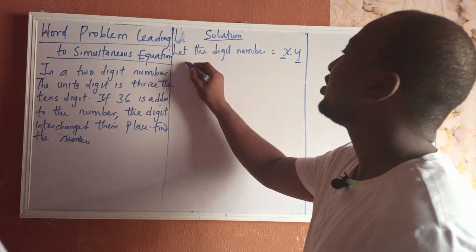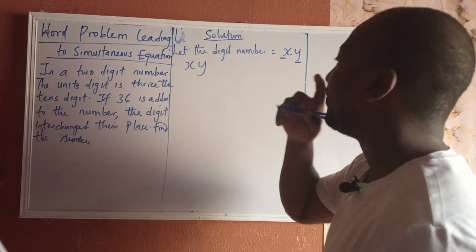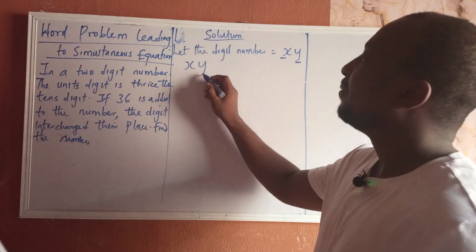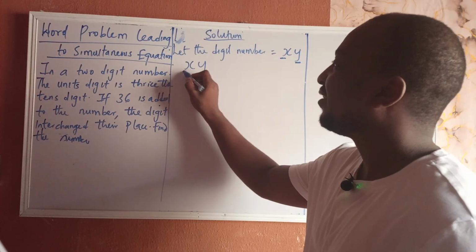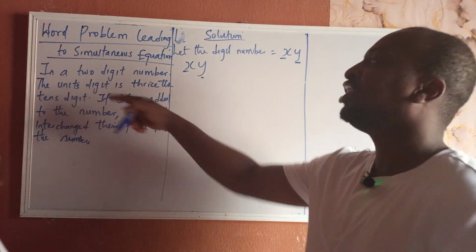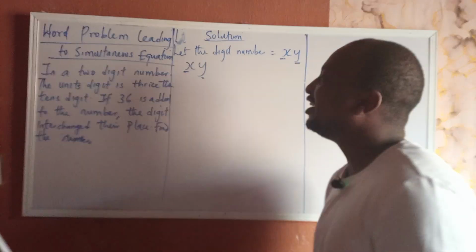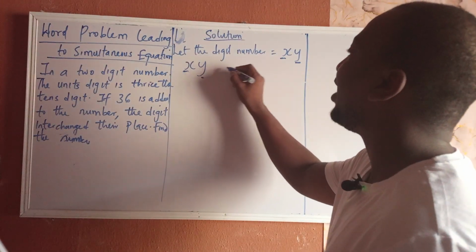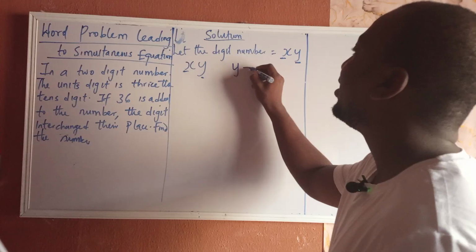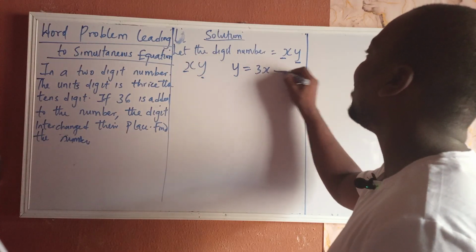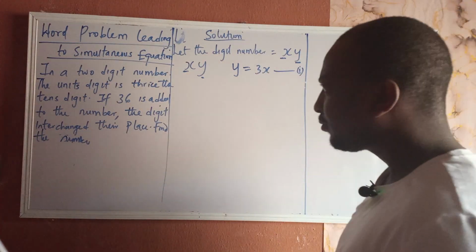That means if you multiply the tens by 3, it will give you the unit. That's the interpretation: the unit is thrice the tens. So I can write it as y equals 3x. Let me call this equation 1.